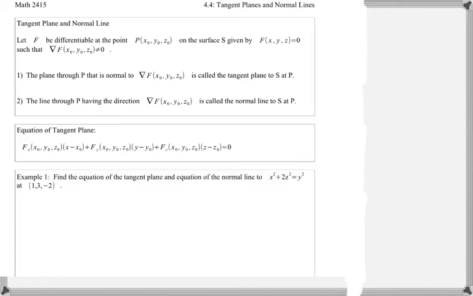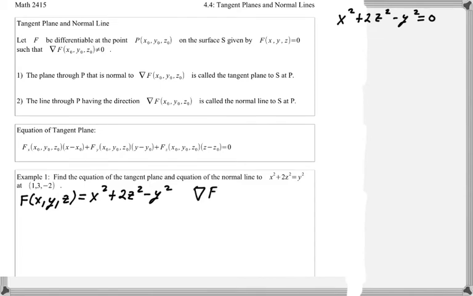So let's do an example here. Example number 1: find the equation of the tangent plane and the equation of the normal line to x squared plus 2z squared equals y squared at the point 1, 3, and negative 2. All right. So x squared plus 2z squared minus y squared is equal to 0. So we'll subtract y squared from both sides of the equation. So that means our function f of x, y, z is equal to x squared plus 2z squared minus y squared, and that's going to be equal to 0. So I guess we can sneak that in, equals 0.